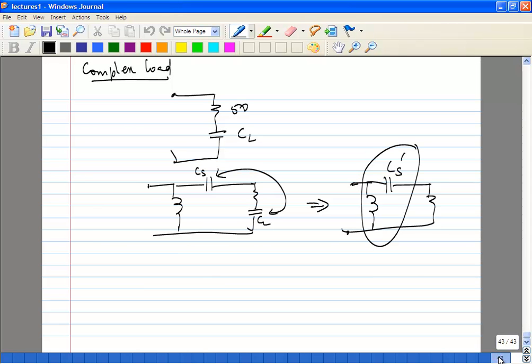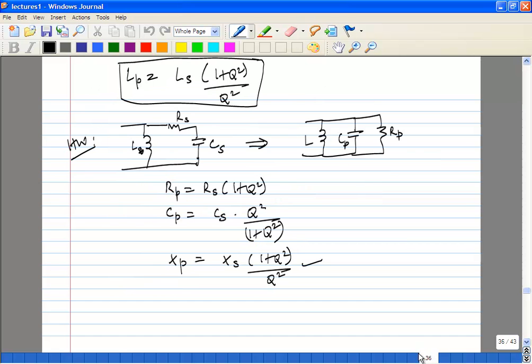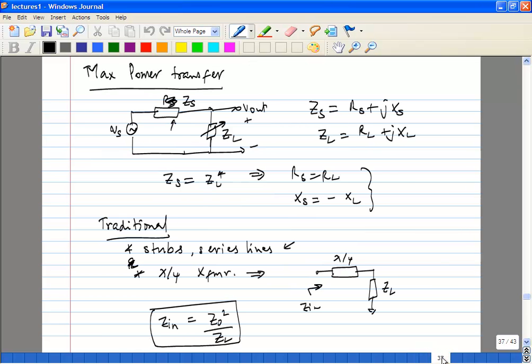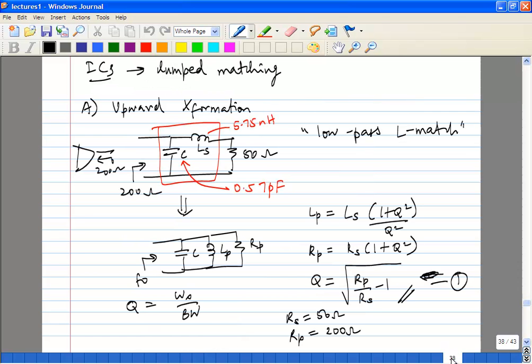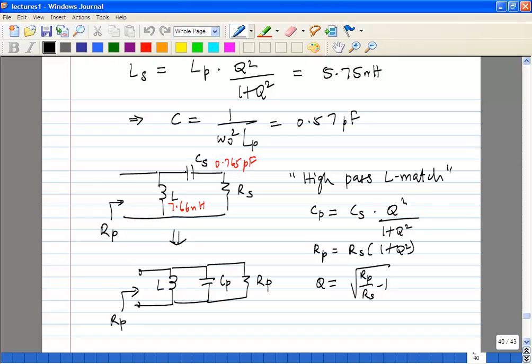So what did we do last week? We looked at two kinds of upward transformations, right? One was a low pass L match, where we found out how to calculate the values. The next one was the high pass L match, if I'm not mistaken. Yeah, so this is the high pass L match. We looked at both of those.